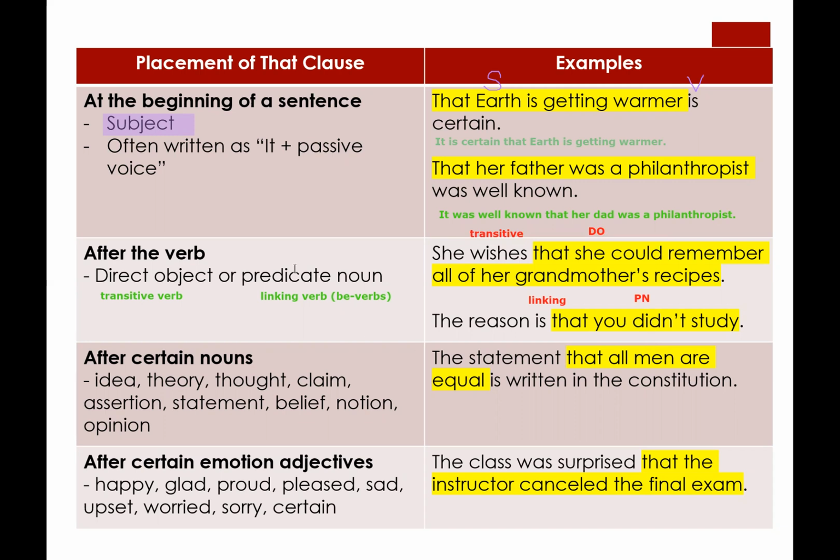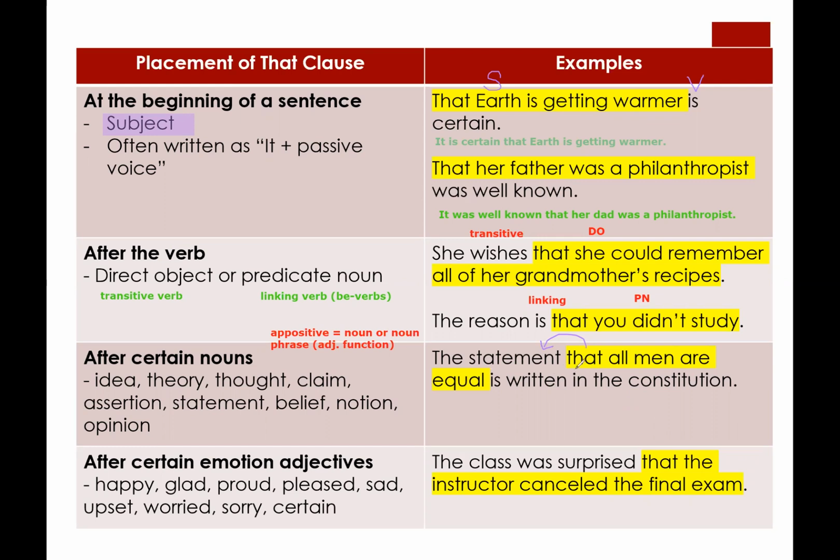All right, and we have established last time that a noun clause, because it is a noun, it can function as an appositive, because an appositive is a noun or noun phrase that modifies another noun. So it's actually an adjective function despite being a noun. Okay, so that clause functioning as an appositive often follows words like idea, theory, thought, claim, assertion, statement, belief, notion, opinion, so on and so forth. So like in our example sentence, the statement that all men are equal, this is an appositive talking about statement, is written in the Constitution.